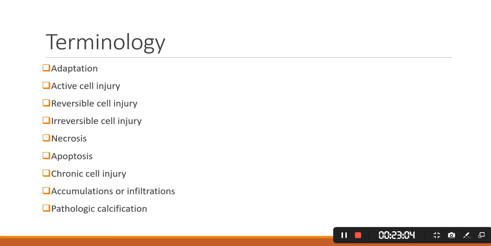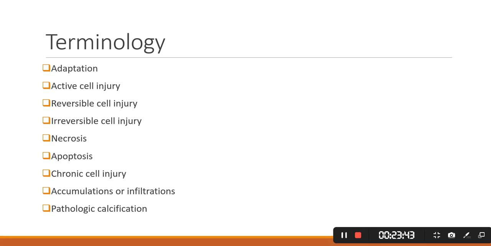So the terminologies we are going to see in this lecture are adaptation, which we just saw. Active cell injury means a cell getting injured actively. A reversible cell injury is one which can reverse: if you remove the stress condition, the cell will go back to being normal. Irreversible cell injury is when, due to the constant stress, the cell has undergone an injury which cannot be repaired. Necrosis is when the cell dies. Apoptosis is programmed cell death, when the cell dies in a very well programmed manner.